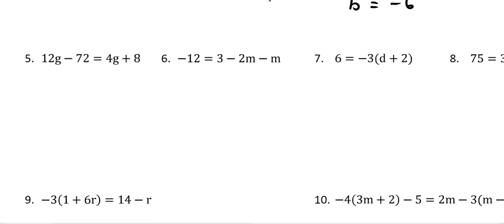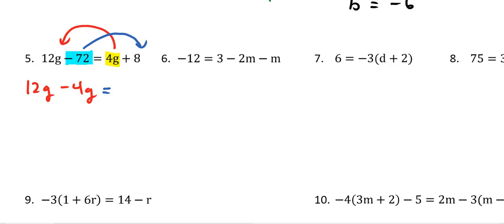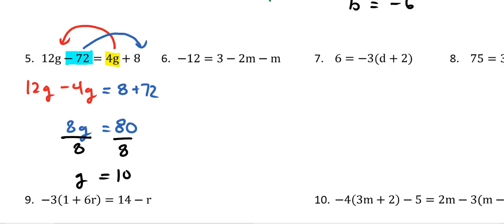For question number 5, I have a 4g on the right-hand side, so let's bring that over. So that's going to be a 12g minus 4g. And then I have this at -72, so let's bring that to the right-hand side. Once again, we're trying to keep the letters on one side and the numbers on the other side. So 8 plus 72, that's going to be 80, and 12g minus 4g, that's going to be 8g, and then I can divide both sides of the equation by 8, and then g would equal 10. So those 8's just cancel, giving me the g.